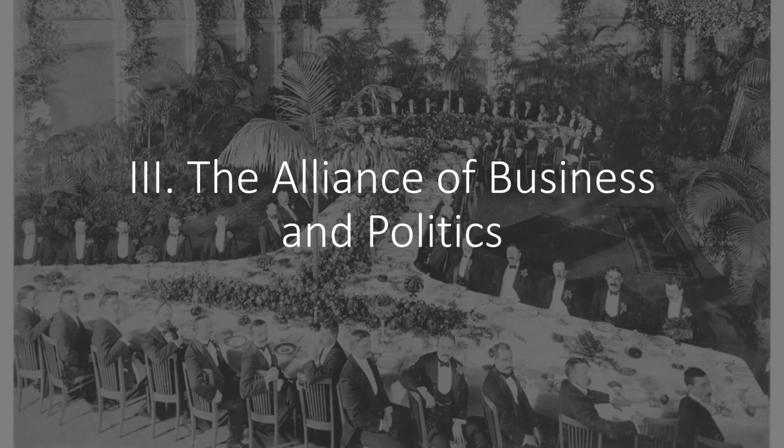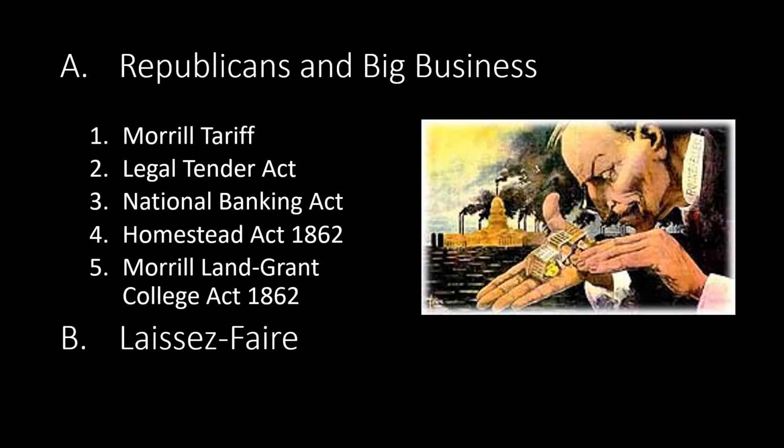The alliance of business and politics. Republicans and big business. At the state and federal levels during and after the Civil War, the Republican Party and big business considered one another as mutually beneficial, especially because both supported protective tariffs. The Morrill Tariff, passed during the Civil War, doubled taxes on many imported items.